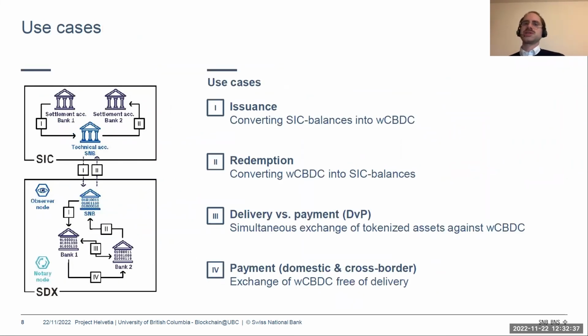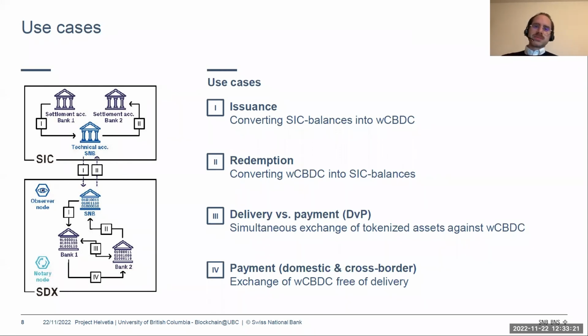The most important use cases obviously are issuance of wholesale CBDC, that is converting the reserve balances that are held in the SIC system into wholesale CBDC. The reverse action, the redemption, so converting wholesale CBDC back into reserve balances. Then probably one of the most important use cases is delivery versus payment, so the simultaneous exchange of security against cash. And of course, we also looked at the payment between two participants of the system.